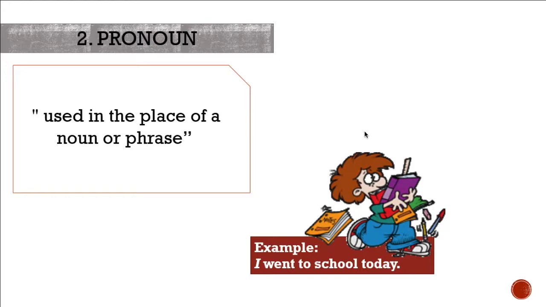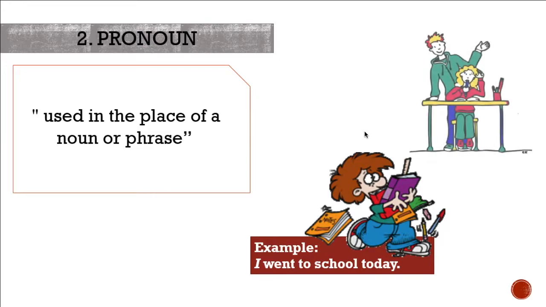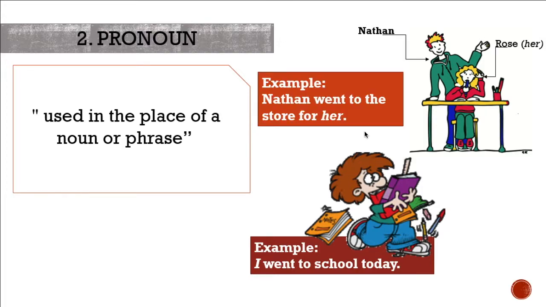Let's do another one. Take a look at these 2 classmates. This is Nathan and this is Rose. If we create a sentence with both of these subjects, we could have a sentence that says, Nathan went to the store for her. Her is the pronoun that replaces the noun Rose.